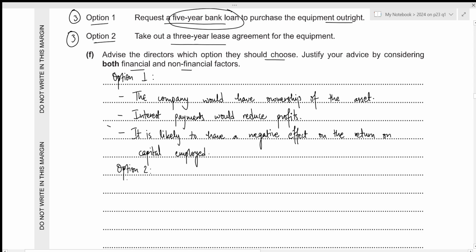Within option 2, we will be taking out a 3-year lease agreement for the equipment. So the very first disadvantage would be that the company would not own the asset. And for a lease agreement, we will have to pay out the lease payment, which is similar to the rental payment that we do if we are renting anything out. So the rental payment would decrease our profit for the year. Let's write it down. Lease payments would reduce profits.